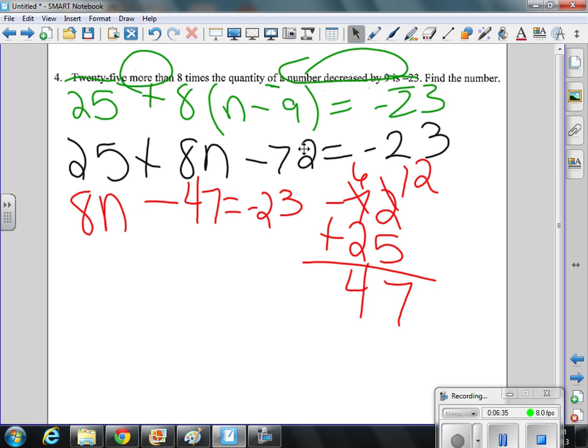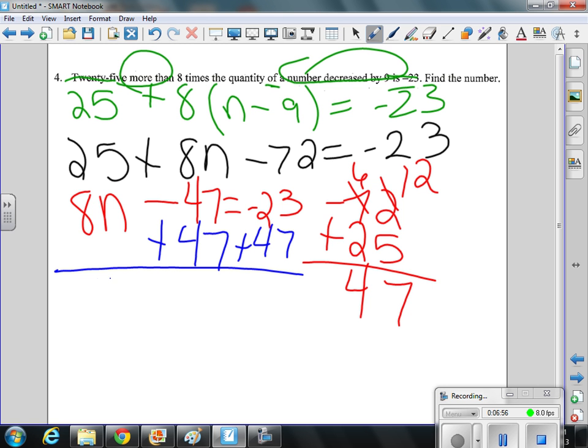Now what I'd like to do is move like terms over to the right side. Since this is an integer as a solution, I'd like to take this integer and move that over to the right side. So since it's minus 47, I'll be adding 47 to both sides. Since my 47 is positive, my 23 is negative, I'm going to subtract the 2 and keep the answer positive.